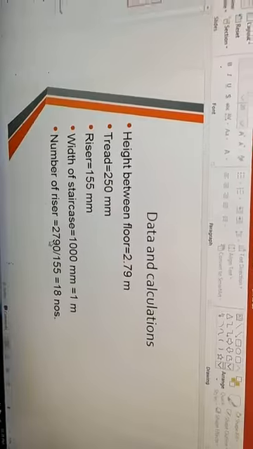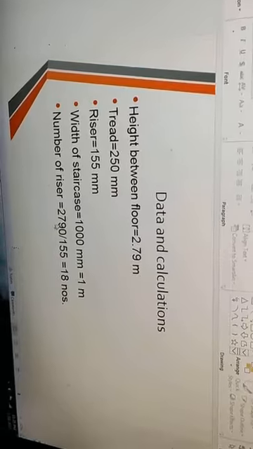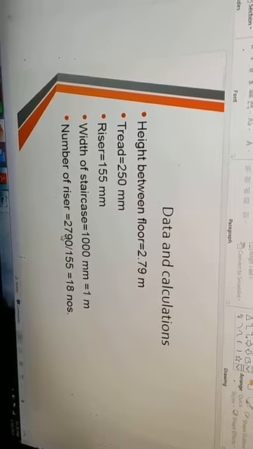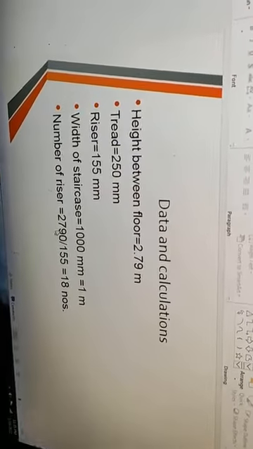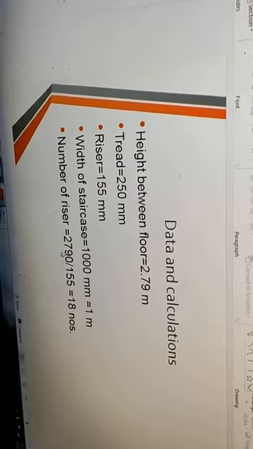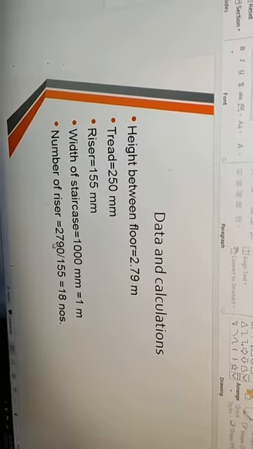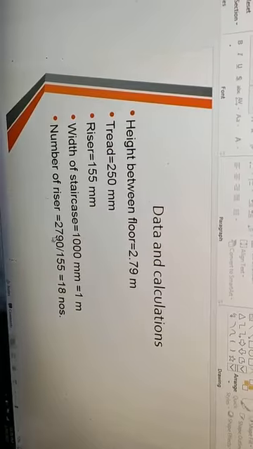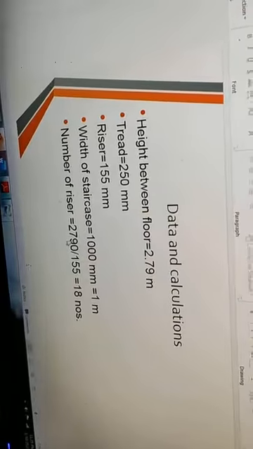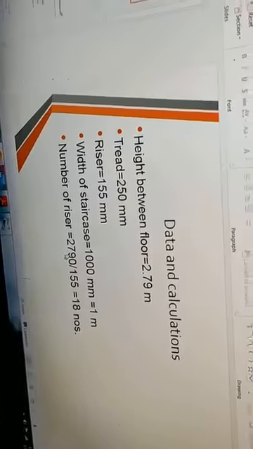This is a numerical problem of a staircase. The height of the floor is given as 2.79 meter, tread is 250 millimeter, rise is 155 millimeter. The width of the staircase is also given as 1000 millimeter or 1 meter. If the data is not given, we assume the width of our staircase is 1 meter. From here we can calculate our number of risers: height between floors divided by the riser, so we get 18 risers. For one flight we use 9 risers, and for the other flight we use 9 risers.